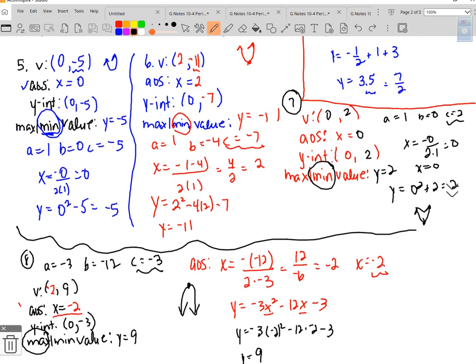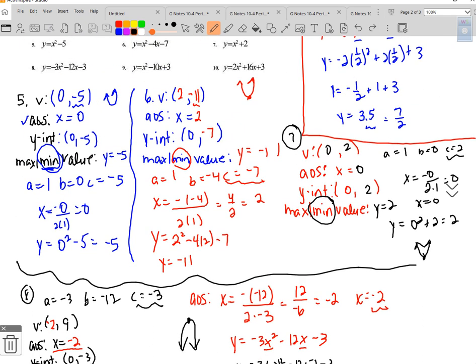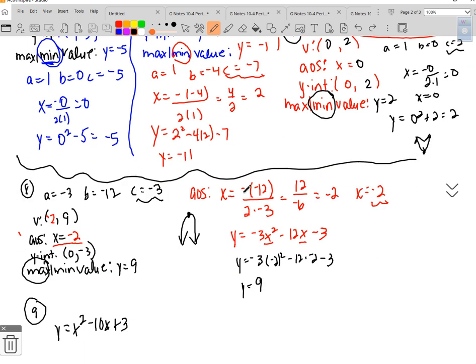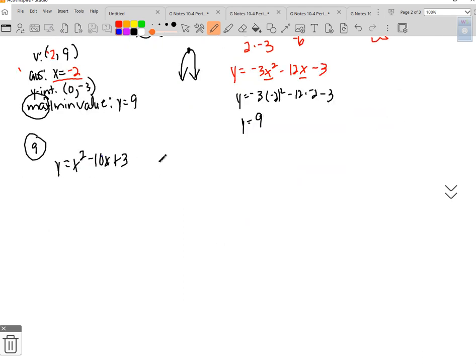Y equals x squared minus 10x plus 3. Let's see if that's right. Y equals x squared minus 10x plus 3. We are finding our vertex, our axis of symmetry, our y-intercept, and we're telling if there is a maximum or a minimum and giving the value of it.